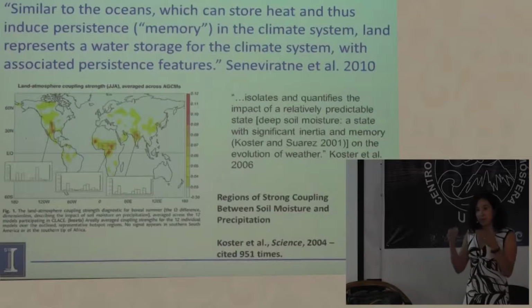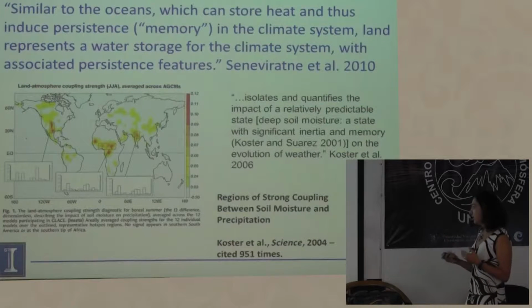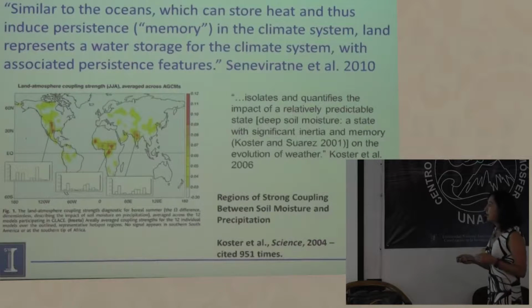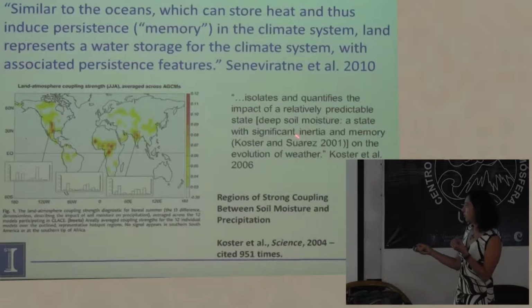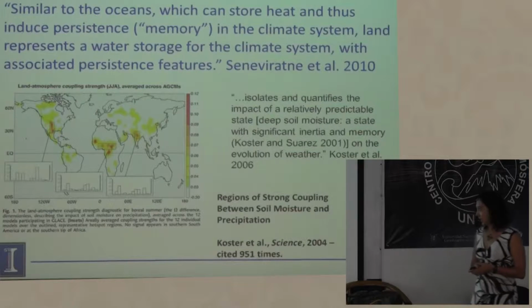If you read carefully this series of papers, they use a lot of different models to come up with this global picture. One of the important things they state is that you're quantifying the impact of a relatively predictable state, which is deep soil moisture, that has significant inertia and memory, and how this affects the overlying atmosphere.